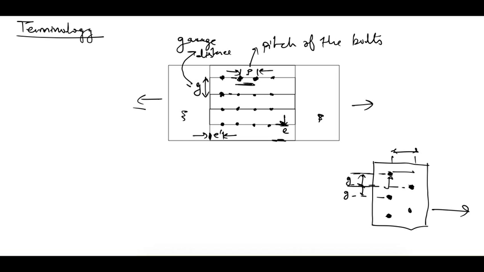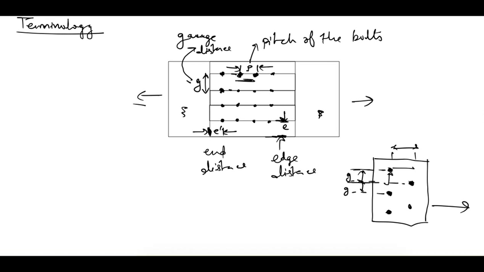direction of applied load. So this distance here between the edge of the plate and the nearest bolt hole is known as edge distance, and this distance here between the end of the plate and the nearest bolt hole is known as end distance.